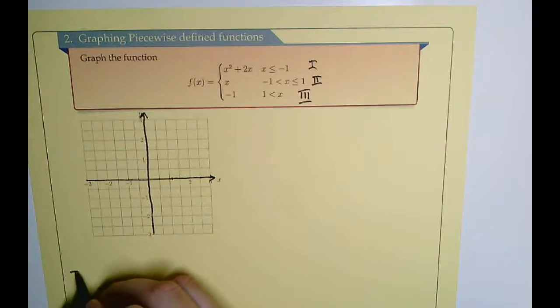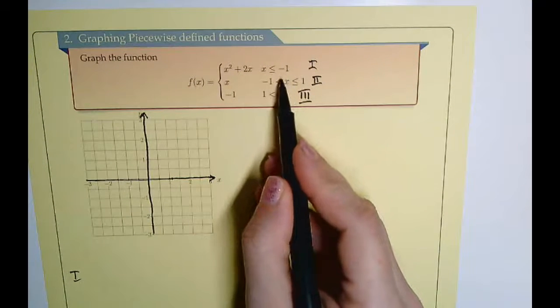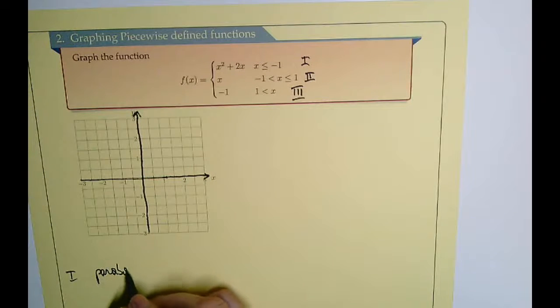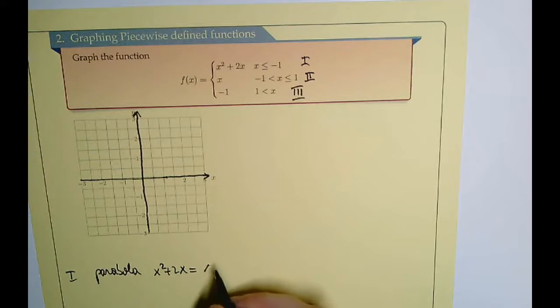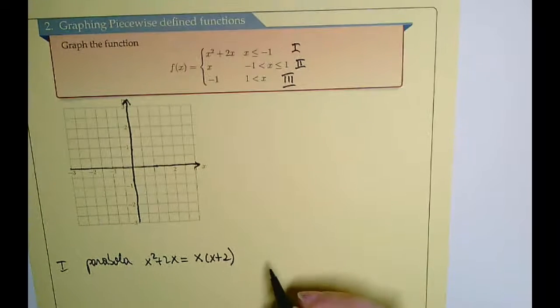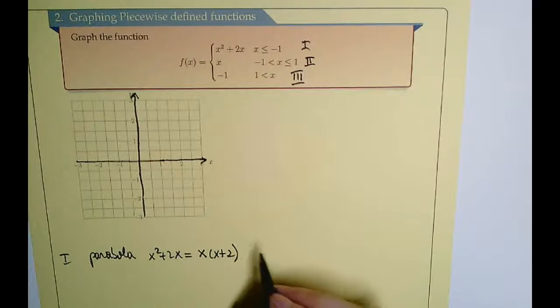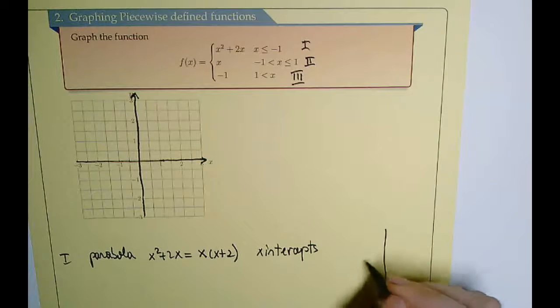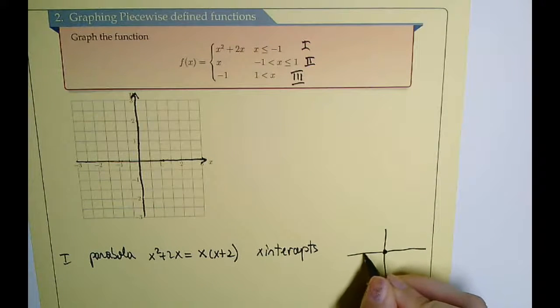The first piece is a parabola: x squared plus 2x, and I can factor out an x. Some characteristics of this parabola are that the x-intercepts are at 0 and at -2. So it's going to cross the x-axis at 0 and at -2.